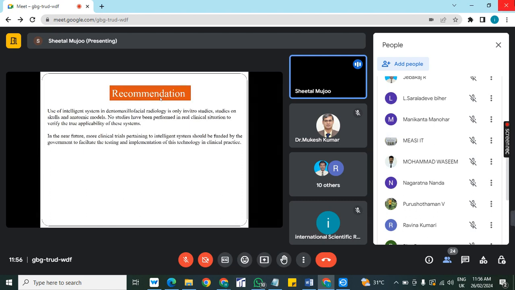Because this AI cannot be done without government funded systems. We need funds to use these systems, to do more research on this, to get more data, and to use it so that it will be helpful for the patient as well as for us.